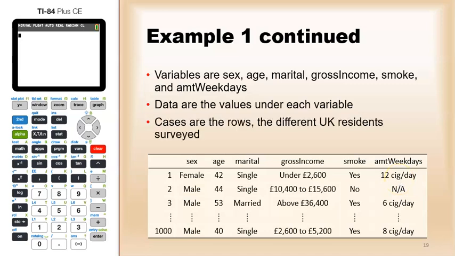And then each row, the cases, are different UK residents that were surveyed. So this first person was female, age 42 and single, did smoke 12 cigarettes a day, and a gross income underneath 2,600 pounds.